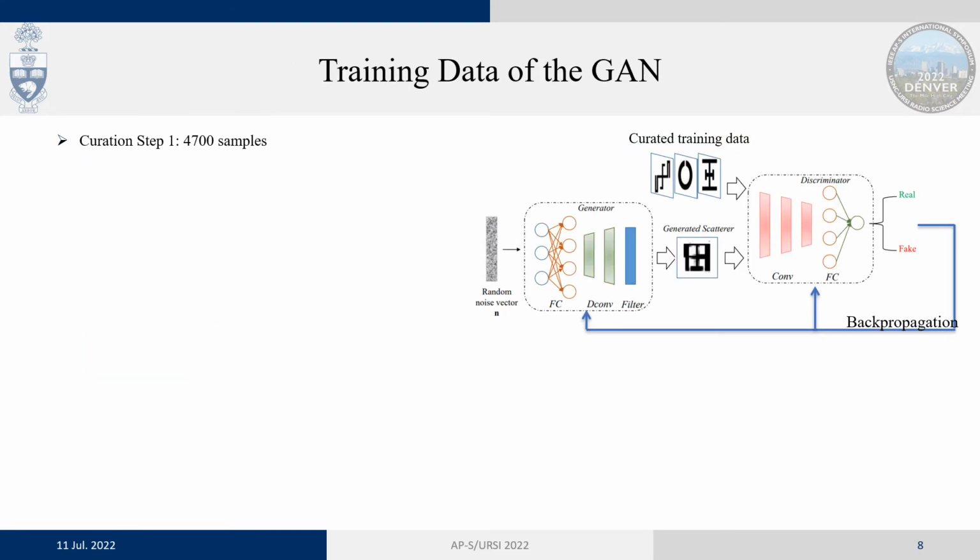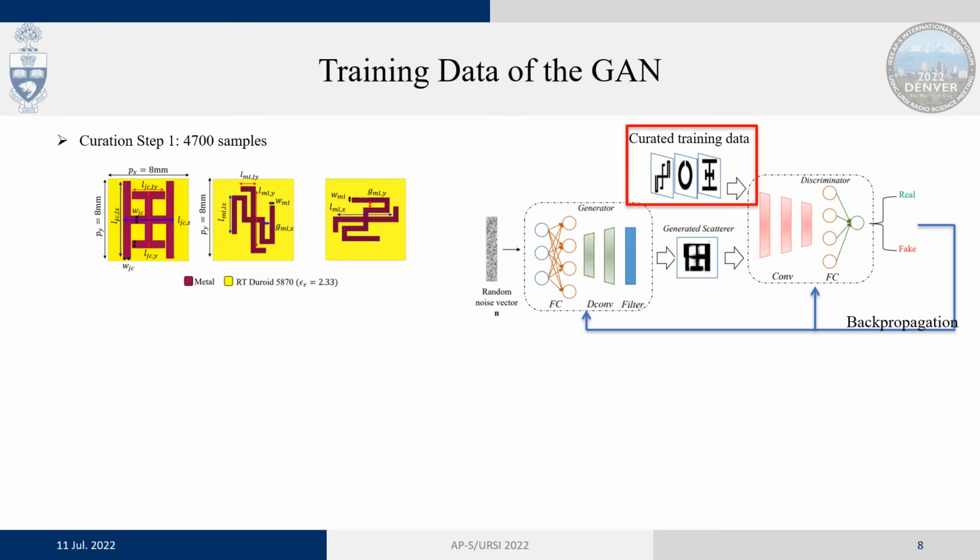After understanding the working principle of a GAN, we can see that the generator tries to mimic the features in the samples of the training data. Therefore, it is important that we provide the discriminator with the shape of the scatterers that are going to result in good polarizers. How can we do that when there is a scarcity of the designs, when we don't know how to design that? In order to do that, we take a two-step curation process to prepare the training data.